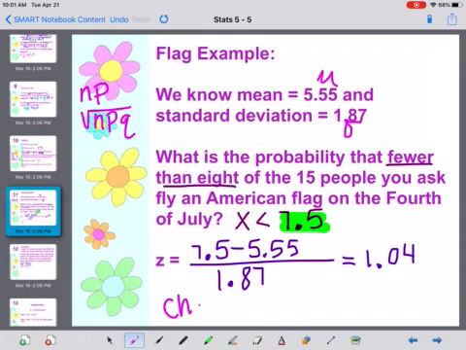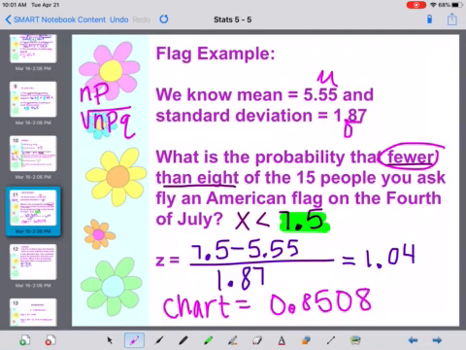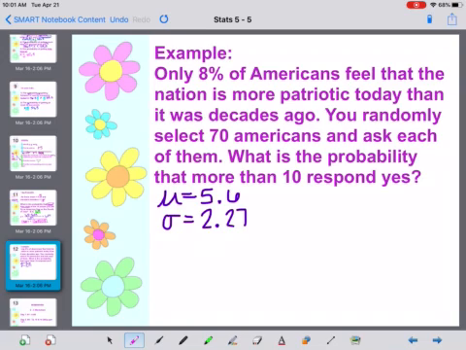So our area from our chart is 0.8508. Also, it's fewer than, which is to the left, which is what the chart gives you. So now we're done. So the probability that less than 8 people are going to ask is 0.8508.